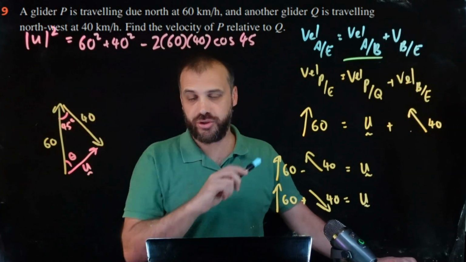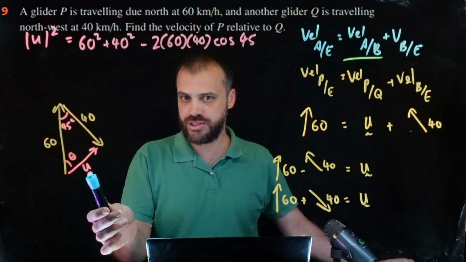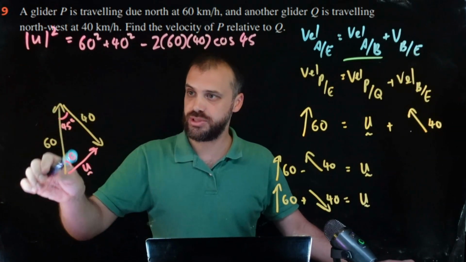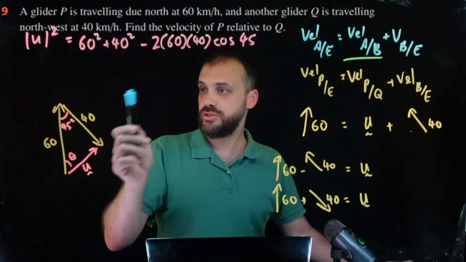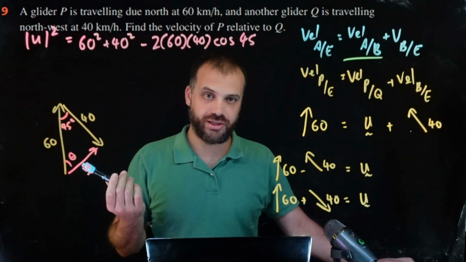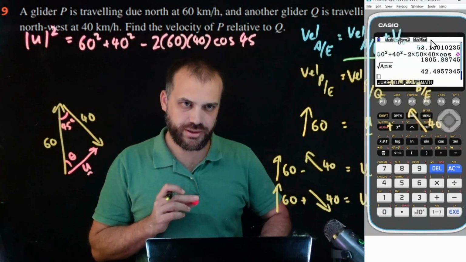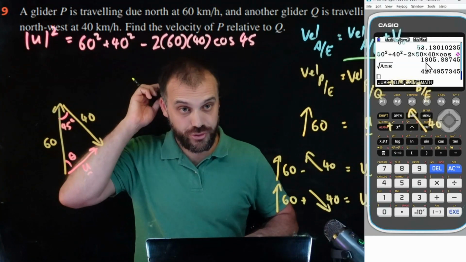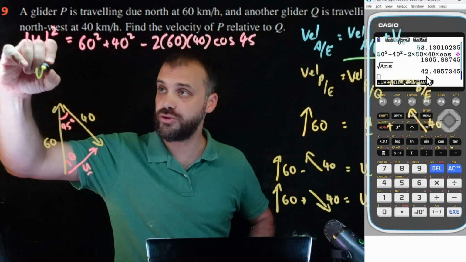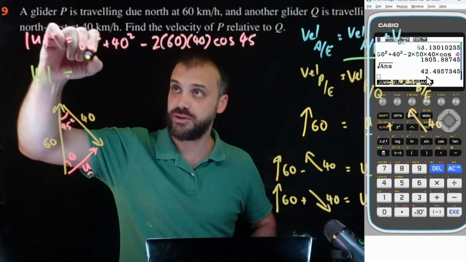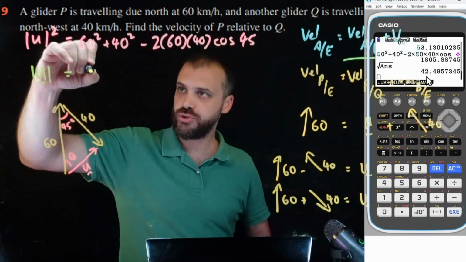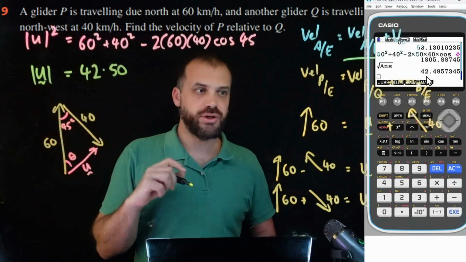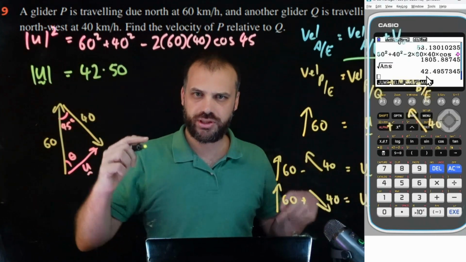So that's my first line of my cosine rule. The magnitude of this side squared is equal to this squared plus this squared minus 2 times this, cos 45. Put it in your calculator. So when I put that into my calculator, you can see my answer there, 1,805. But of course, I need to square root that answer. So u, the magnitude of u itself, is equal to the square root of all of that, which is 42.495. Let's just make it 42.50. What are my units? We're talking kilometers per hour.